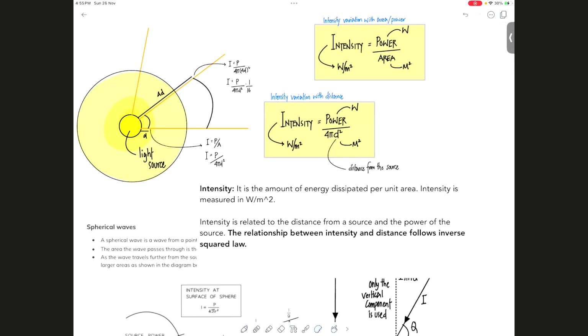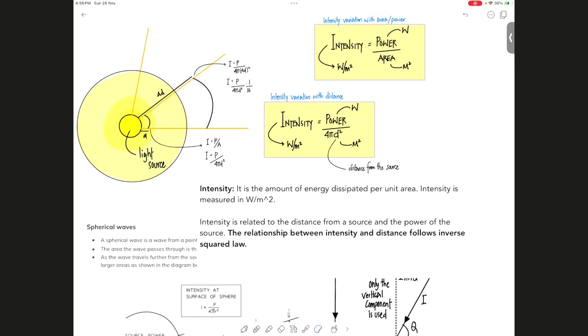Nits is how much the brightness or power of a device is per pixel. Wait, you're asking me what's the unit of the brightness of a screen? Nits. Power: P equals VI.